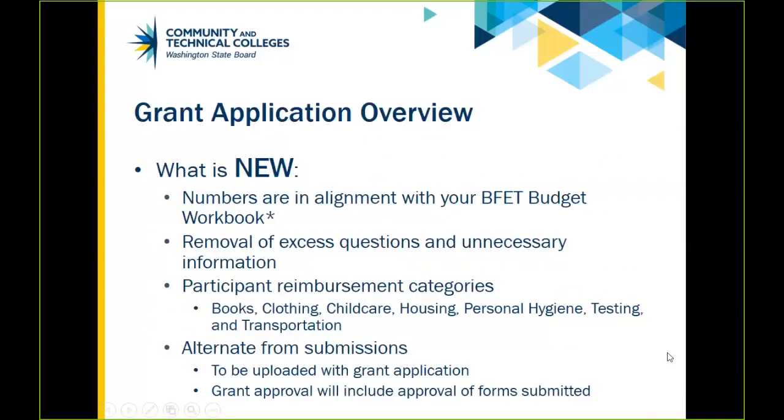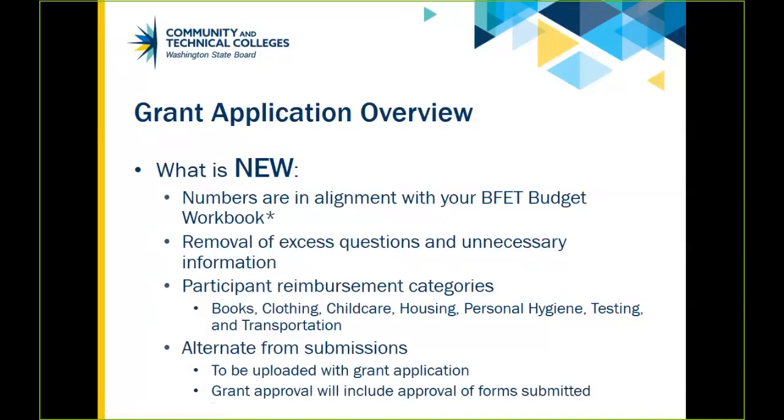Okay, so this is going to go over into a few slides, and we're going to highlight some of the pieces that we need you to be aware of. For those of you that have looked in your grant already, awesome. We're really excited about that. If you have questions, we'll have time at the end of these few slides for a Q&A. Please feel free to type questions into the chat box as well. We are monitoring that. So numbers are in alignment with your BFET budget workbook.